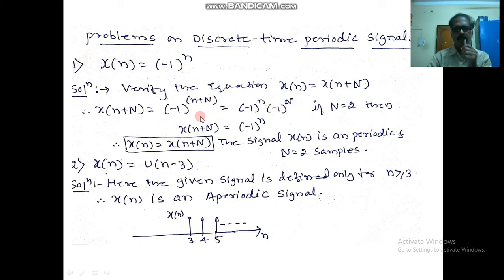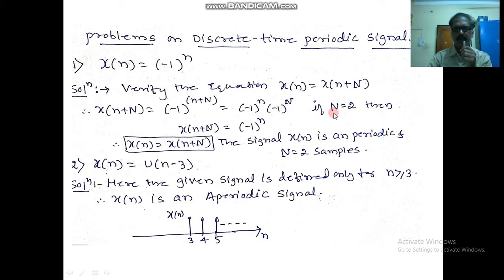Now if x of n plus capital N is to equal (-1) to the power of n, then (-1) to the power of capital N should be equal to 1. Suppose I place capital N equals 1, here we will get -1. If capital N equals 2, I will get +1.